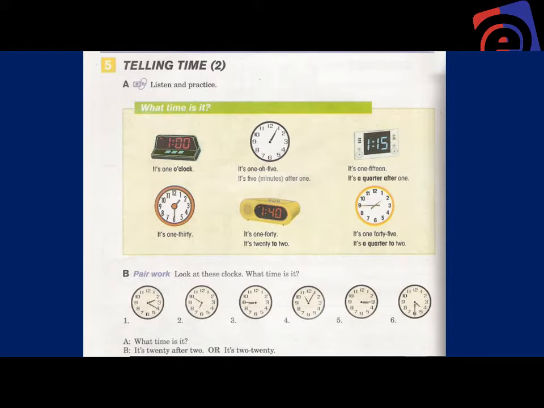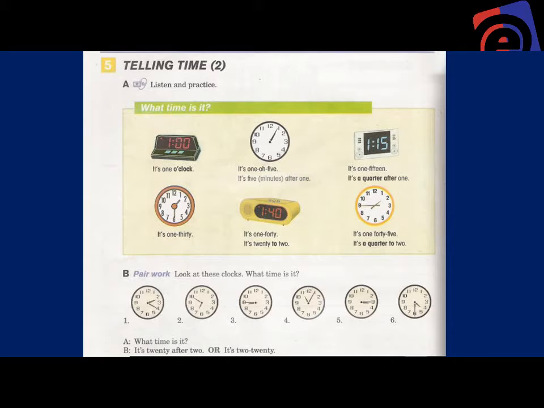It's 1:05. It means it's 5 minutes after 1 o'clock. 1:05 means 5 minutes after 1 o'clock. It's 1:15. Or we can say it's a quarter after 1. We say it's a quarter after 1. I'll explain that.